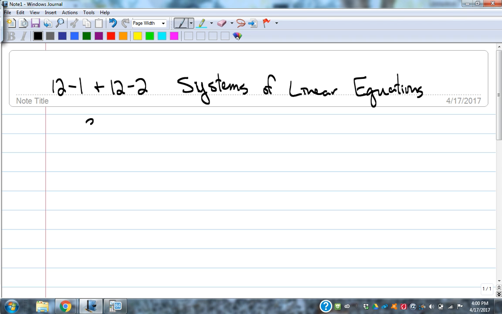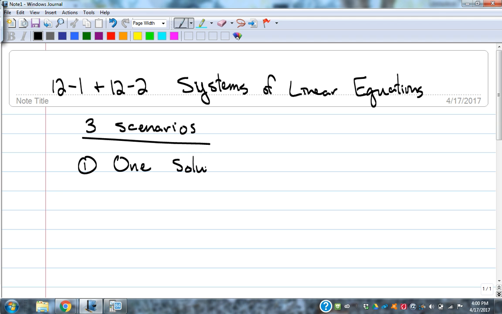The three scenarios that can happen with any system of equations, linear systems. You can see three scenarios of things that can happen with linear systems of equations. You could have one solution. That would be consistent and independent, which would be the mathy way of describing that.